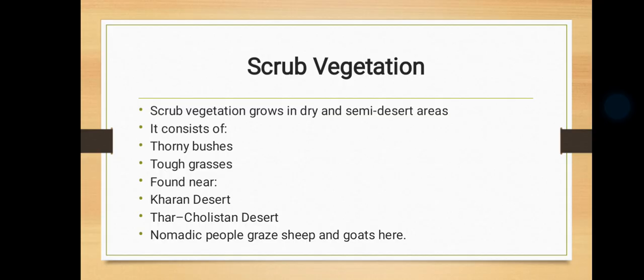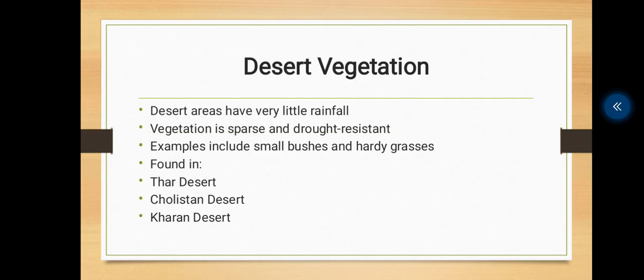In these regions, many nomadic people depend on this vegetation. They move from place to place with their animals, such as sheep and goats, which graze on the grasses and bushes. Next, we will discuss the desert vegetation.